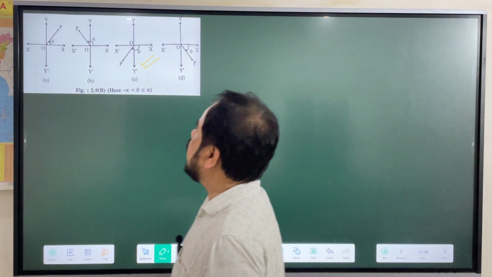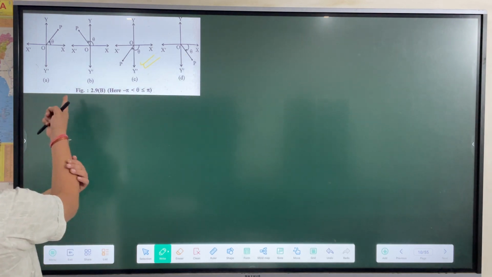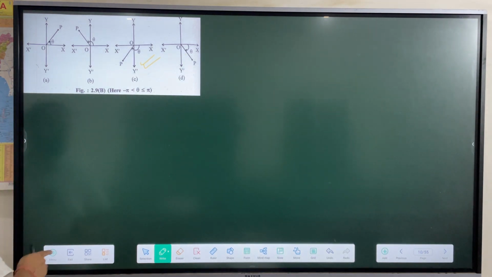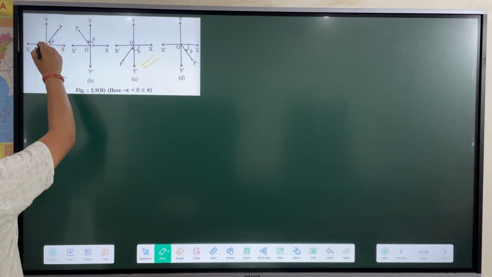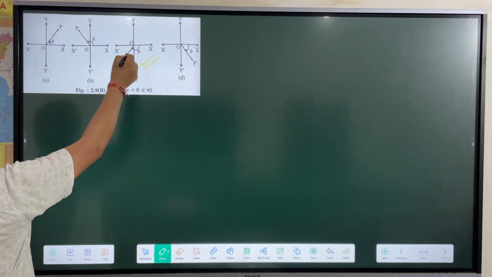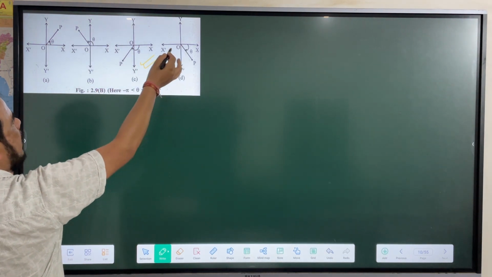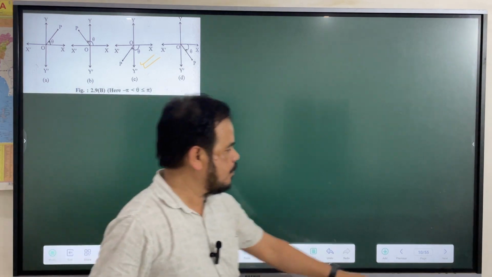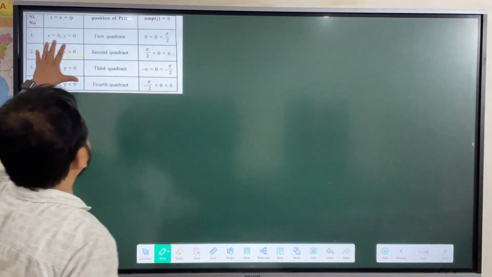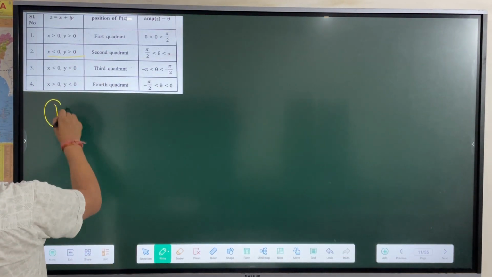Okay, this one I already explained. Figure number 2.9, whatever I just explained, that is what is given. Here you see theta, this way of movement, why it is done, I already explained. This is the table made for number 1.